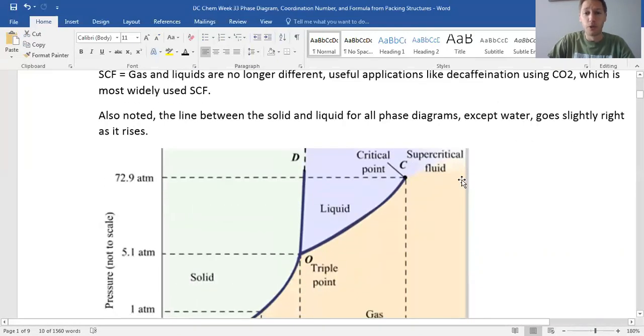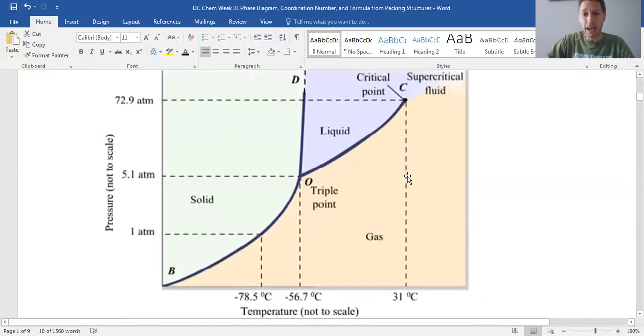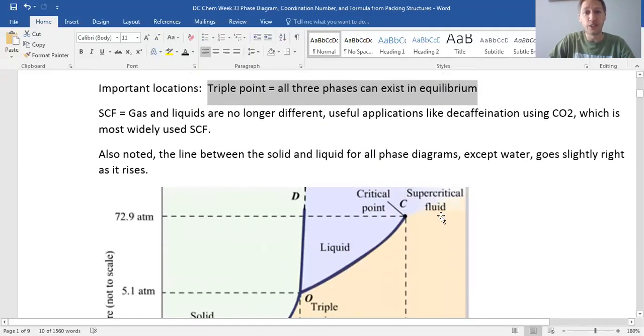There's another important place, and that is the supercritical fluid zone up here. Once you get past this temperature for the substance and this pressure, so if you're above this pressure and above this temperature, in this zone, you're a supercritical fluid. What that basically means is we can't tell the difference between liquid and gas. They look the same.